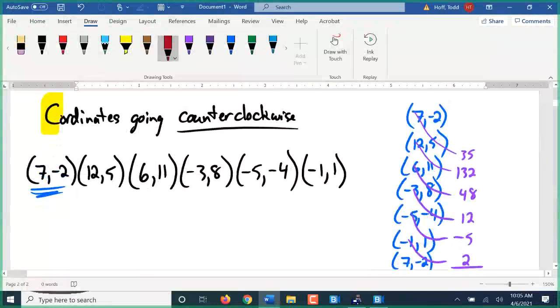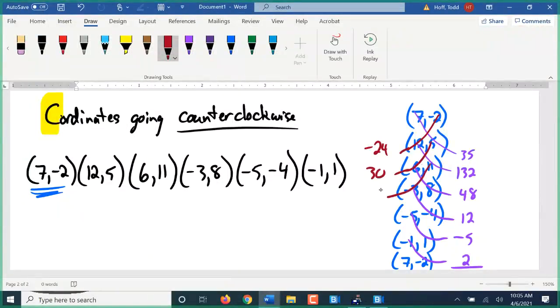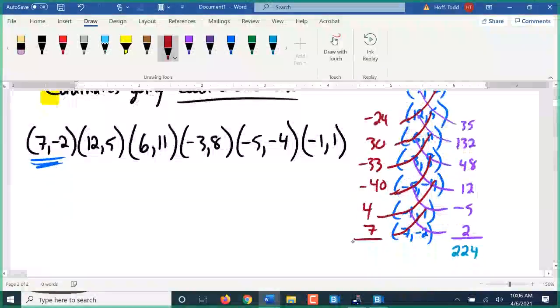Going the other direction, we've got -2 times 12 is -24. 5 times 6 is 30. 11 times -3 is -33. 8 times -5 is -40. -4 times -1 is a positive 4. And 1 times 7 is 7. So what do I have there? I have a -56.